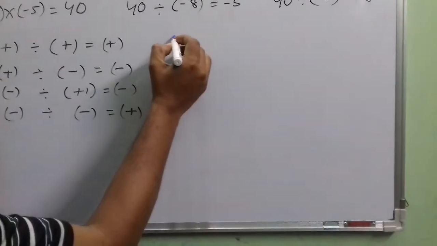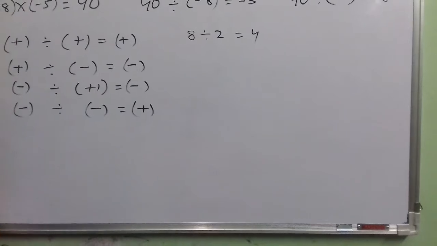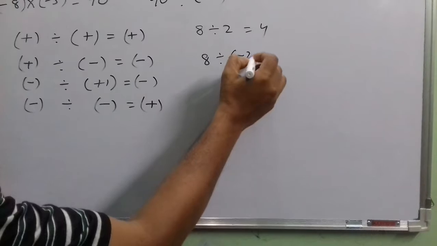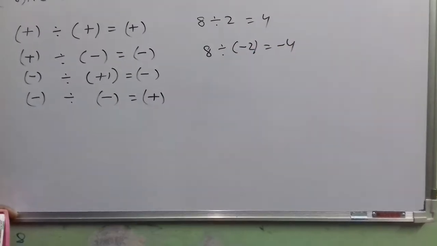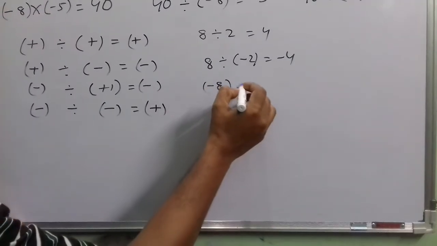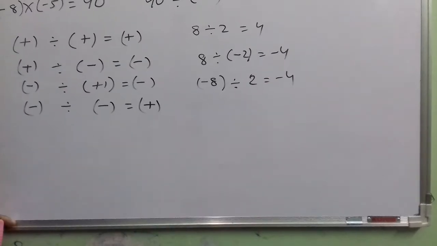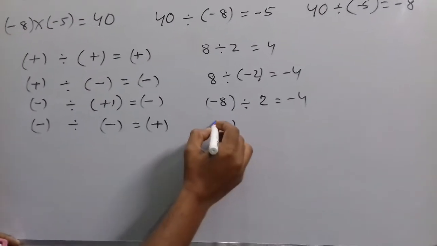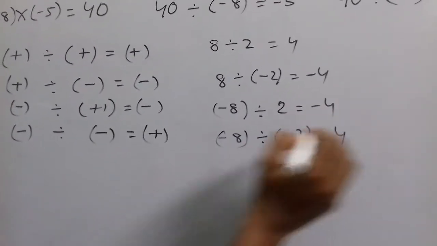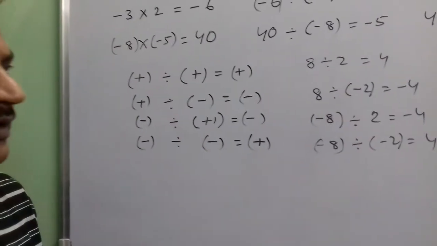That means if we divide 8 by 2, it gives you 4. If you divide 8 by minus 2, what do you get? Minus 4. If you divide minus 8 by 2, what do you get? Minus 4. And if we divide minus 8 by minus 2, you get plus 4. Okay. So this is how we can divide integers.